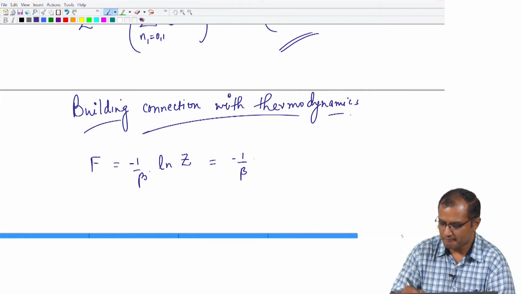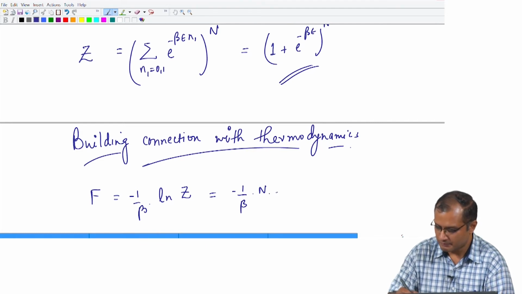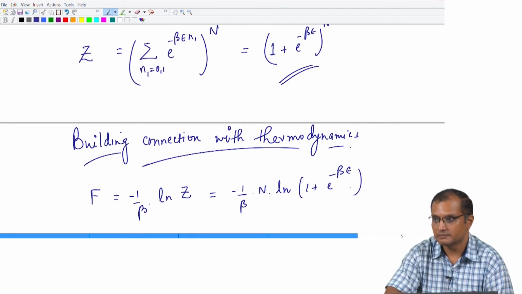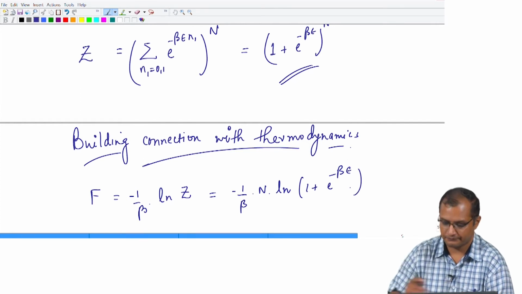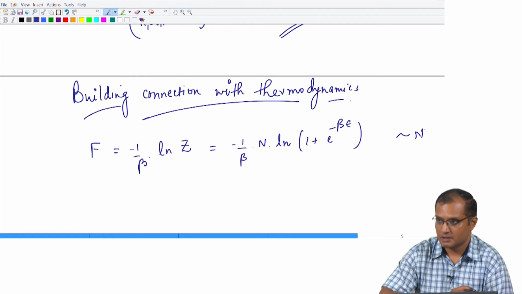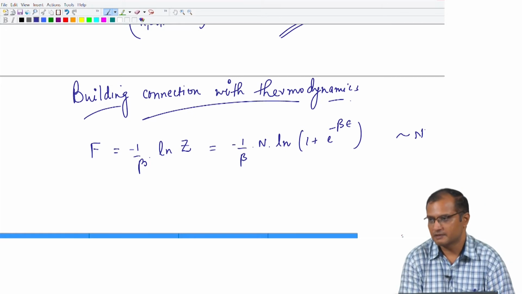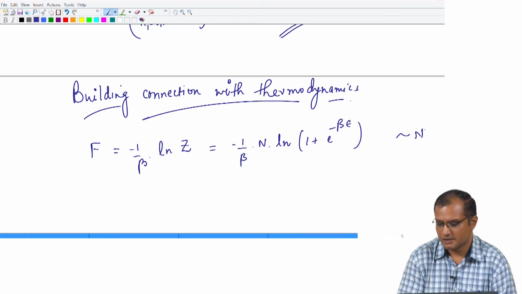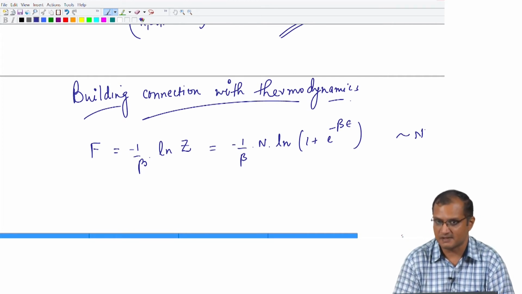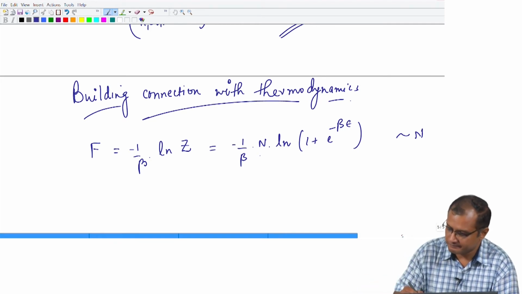as, if I look at the definition, it is just minus n over beta times the logarithm of 1 plus e raised to minus beta epsilon. Okay. As you can see, the free energy is extensive, it scales as n, because beta is intensive and ln of 1 plus e to the minus beta epsilon is also an intensive quantity. The argument of ln is also intensive. There is only one quantity in the definition of free energy which makes it extensive, and it must be extensive. All energy scales are extensive. It scales as n because of this n.